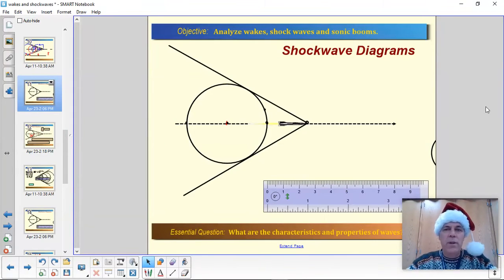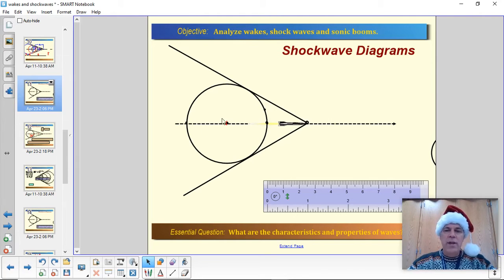Hey guys, today we're going to learn about how to make shockwave diagrams. Last time we talked about shockwaves and wakes, and I told you that this time we'd learn how to do this. So it turns out that you can look at a picture of a shockwave and figure out how fast the object is moving. And today we'll be thinking about aircraft and rockets going through air.